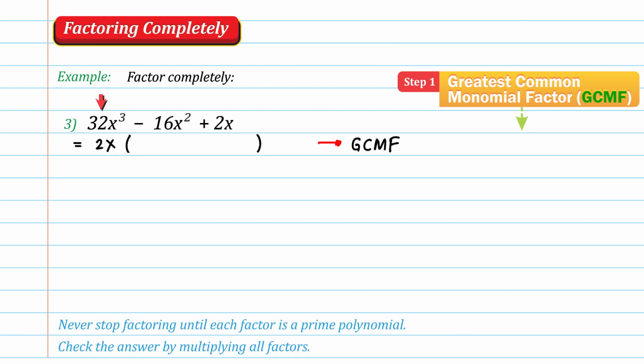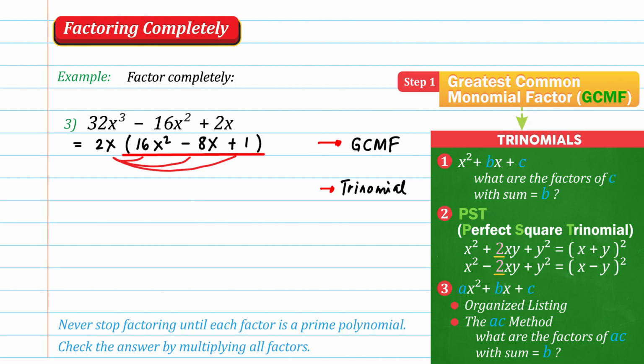32x³ divided by 2x is 16x². Negative 16x² divided by 2x is negative 8x. And finally, 2x divided by 2x is 1. This results to a factored form of 2x times the quantity 16x² minus 8x plus 1. You can check, of course, by distribution. Now, let's see if we can factor this further. Looking at what is left, it's a trinomial. So, we have three possible cases.